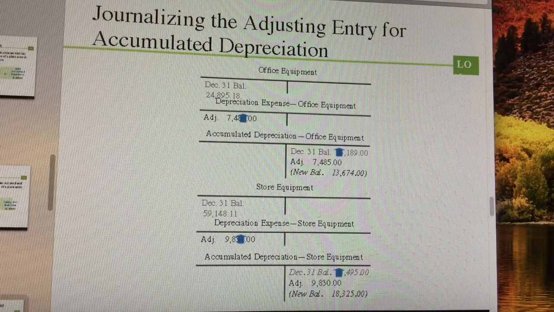These are some of the accounts that are associated with this type of depreciation journal entry. So you typically will depreciate things like office equipment. So office equipment and its depreciation expense is its contra account. And then you have accumulated depreciation. The other one typically is store equipment. So you'll have store equipment, its depreciation expense, and then its accumulated depreciation.